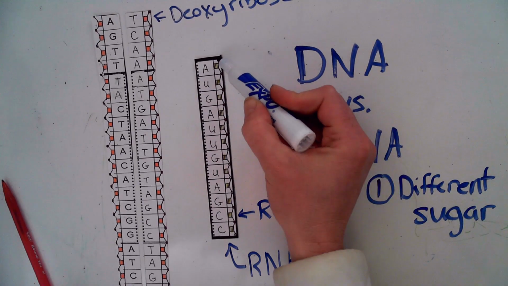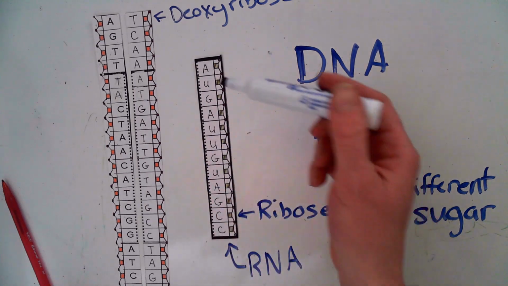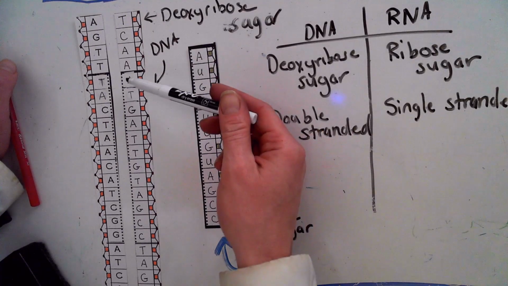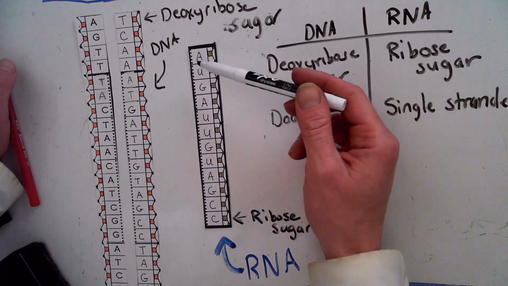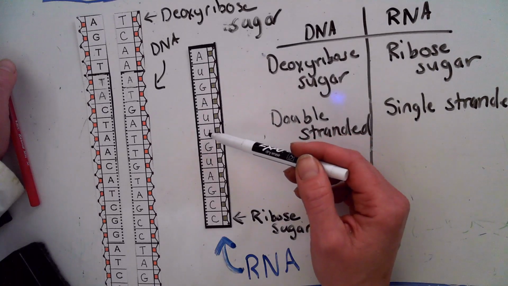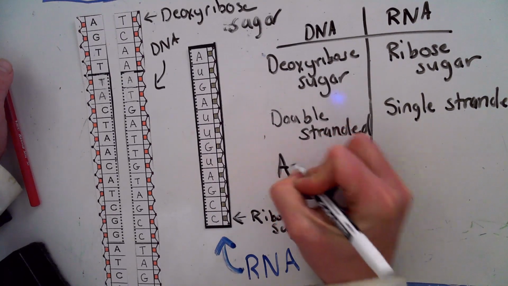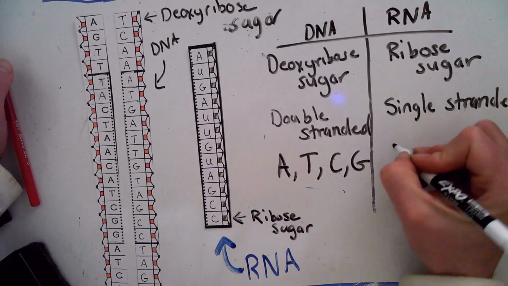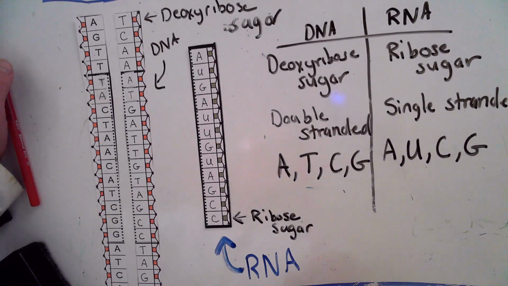They both have phosphate groups. See, here's one in RNA and here's a phosphate group in DNA. And they both have nitrogen bases. Oh, but there is a difference in the nitrogen bases. In DNA, we have adenine, thymine, guanine, and cytosine, where in RNA, we still have adenine, guanine, and cytosine, but we have a new nitrogen base that we've not seen before called uracil. So the nitrogen bases are different in DNA and RNA. So we have adenine, thymine, cytosine, guanine in DNA, and we have adenine, uracil, cytosine, and guanine in RNA.